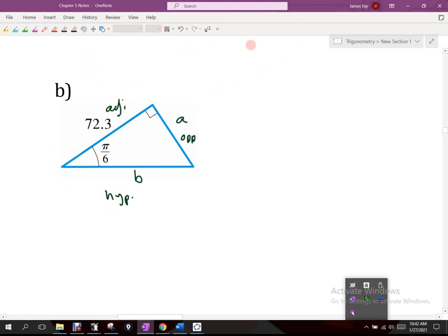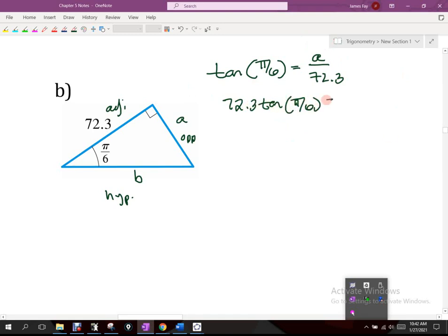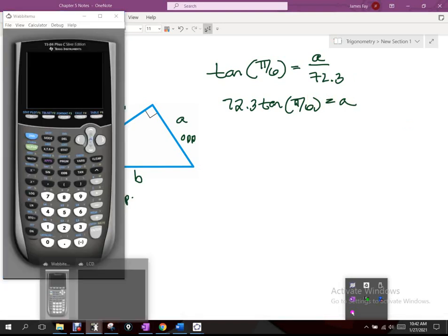All right, so let's go ahead and find A. If I'm going to find A, I've obviously got to use A in my formula, right? And what other segment do I have to use? Adjacent. So I use opposite and adjacent. Which trig ratio does that elicit? Tangent. So it's tangent of pi over 6 is equal to opposite over adjacent. So 72.3 tangent of pi over 6 is equal to A.